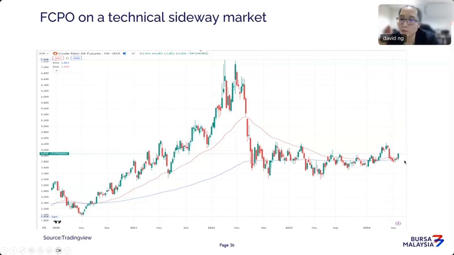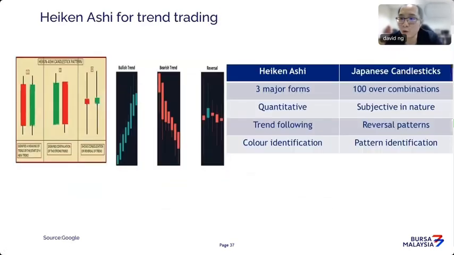And I think CPO is very well supported at the 3,800 level. If it does break below that, that could potentially be a short-term downtrend rally we can see in the CPO market. Now, going to Heiken Ashi.